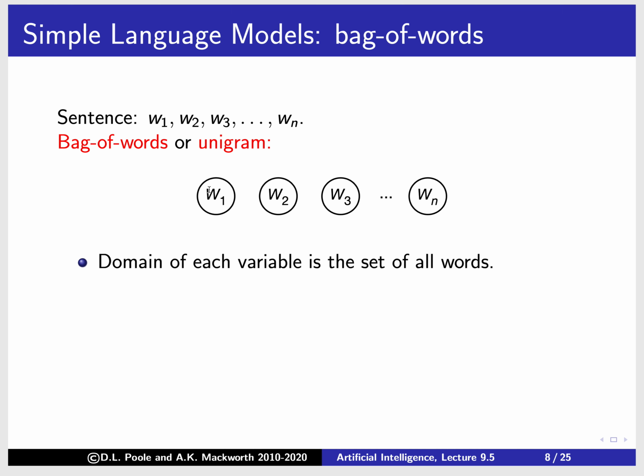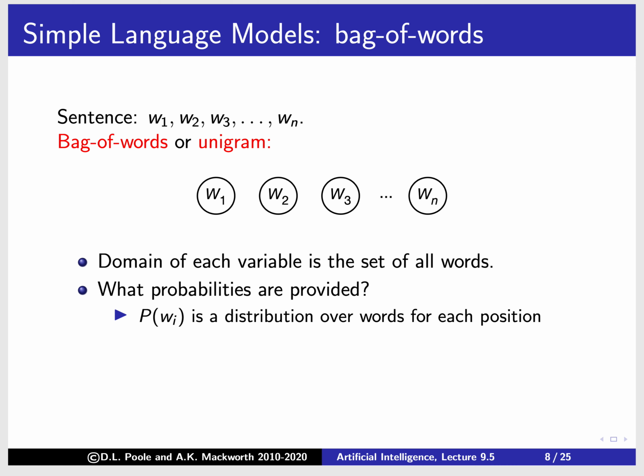The domain of each variable is the set of all words. Okay, so the domain of each variable here is the set of all words, and it's all the words in the first position. W2 is all the words that happen to be in the second position, and WN is all the words that happen to be in the nth position. Okay, the probabilities that are provided are the distribution over words for each position.